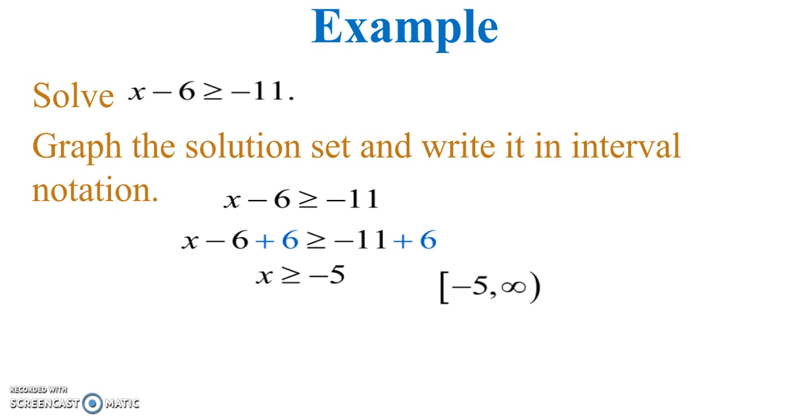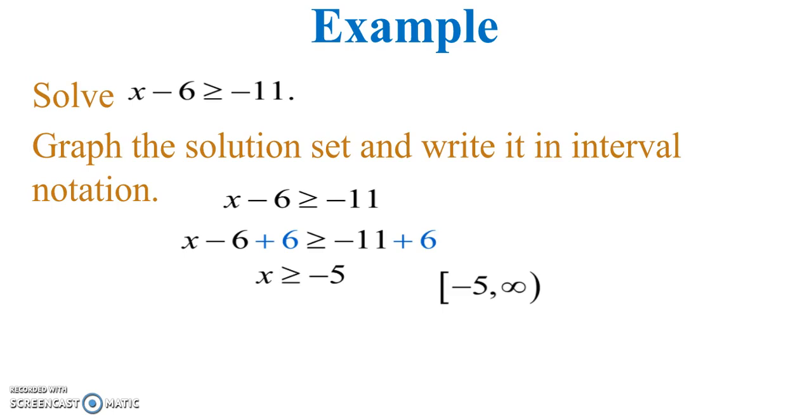Here's an example of how to solve. This is very, very similar to what we've been working on, but there's one change, and that is the graphing. So this is a one-step equation. Remember, there's one step to get the variable by itself. I would add 6 on both sides, and I get x is greater than or equal to negative 5.